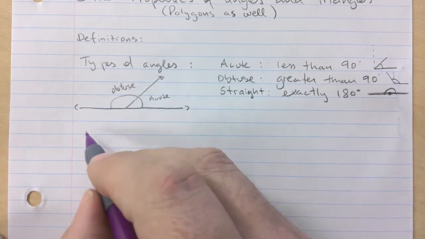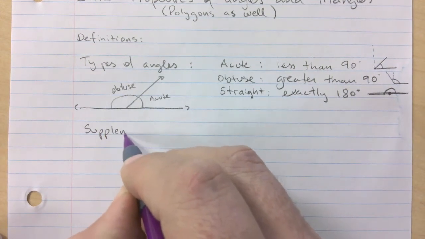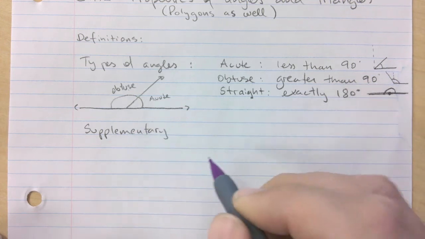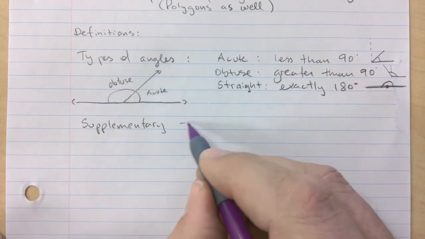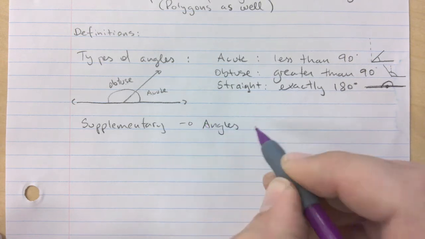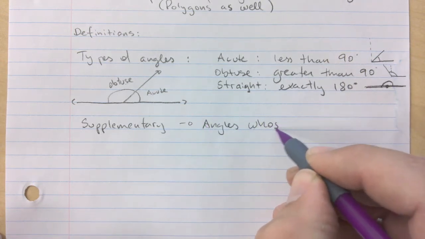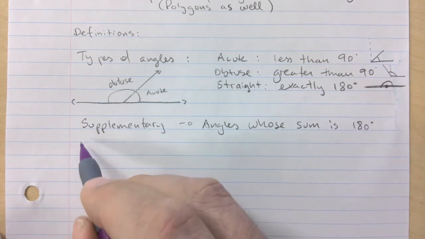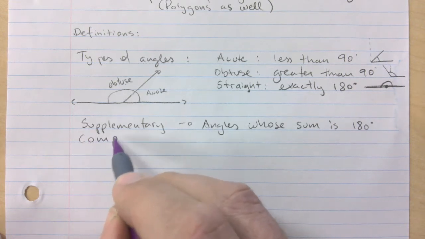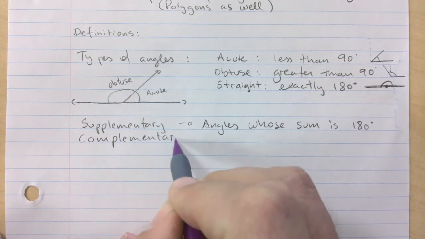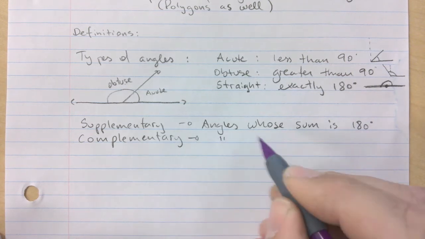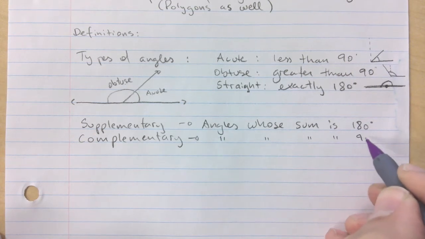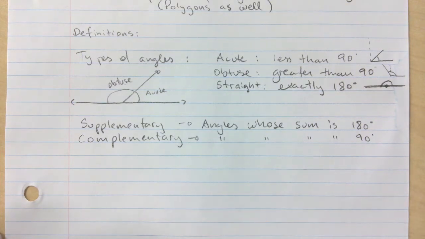And you've got supplementary angles. Complementary angles are angles whose sum is 90. I don't know if you've ever seen anybody do that, but you can do that, just saying the same thing.